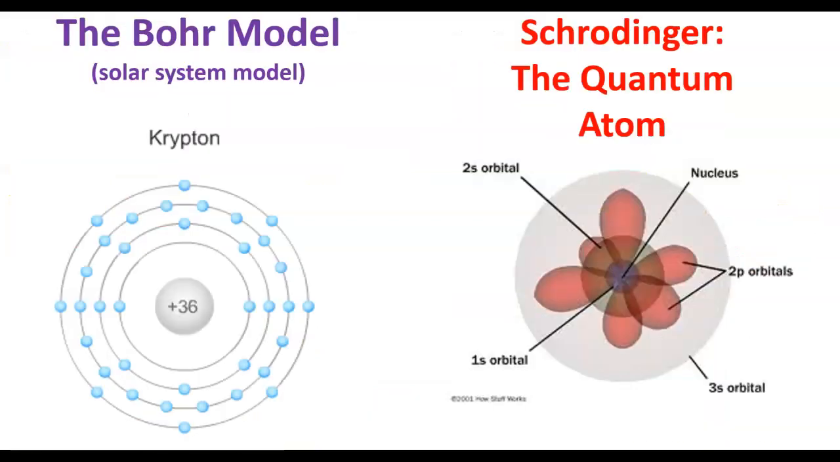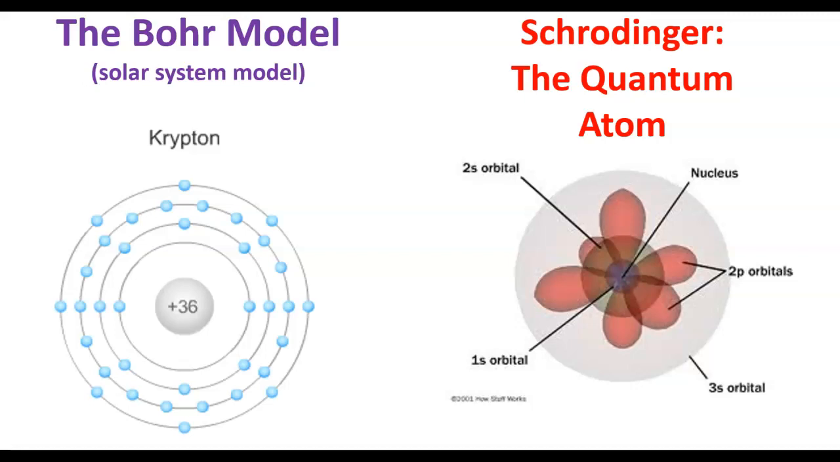Here's the Bohr model and the Schrodinger model side by side. The big difference is the shape of those orbitals. You can see over on the right-hand side, there are still some circles, but there's also kind of petal-like shapes for the electrons as well. If you read around those black lines, you can see there's a 2s orbital, a 2p orbital, a 3s orbital, a 1s orbital, and there's more. There's actually d orbitals and f orbitals as well.